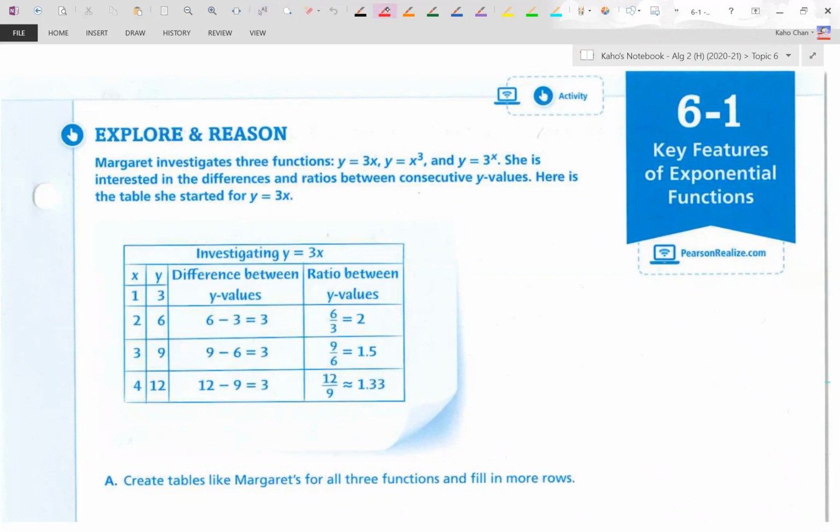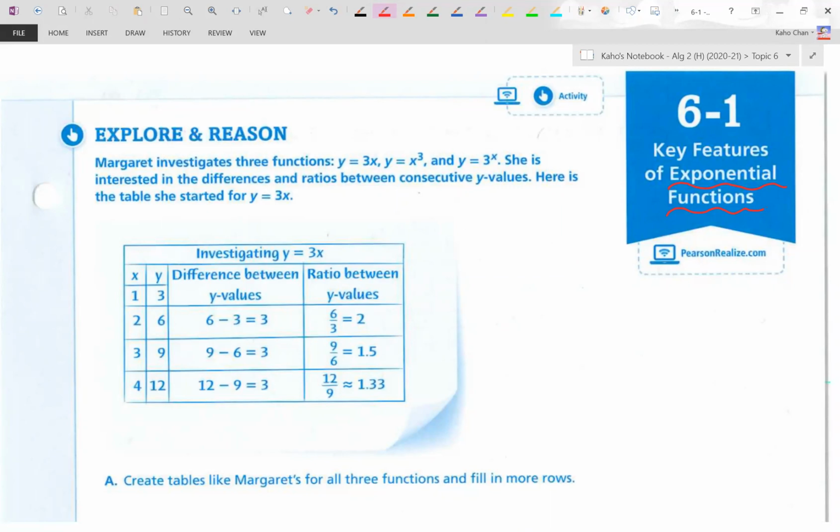Here we go. The key to this topic is called exponential functions. We're going to compare these functions to a couple of things we already know about. Let's take a look at the explore and reason. Margaret investigates three functions: y equals 3x, y equals x to the third, and y equals 3 to the x. She is interested in the differences and ratios between consecutive y values. Here's the table she started for y equals 3x.